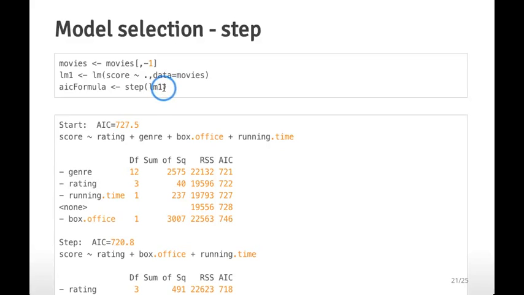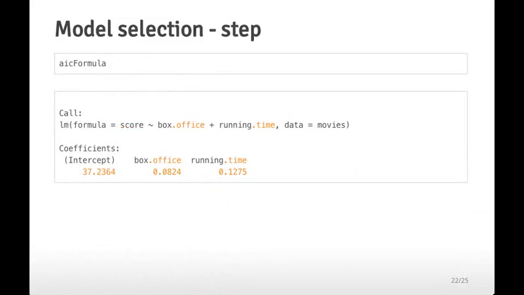Or it can be both, and that is where it either adds or deletes terms at each step of the model. At the end of the day, it chooses a particular cutoff where the AIC isn't changing, the score isn't changing very much, and it returns for you a model that is fit for the data. So in this case, it performs this procedure, and at the end of the day, it only includes the terms box office and running time in the model.